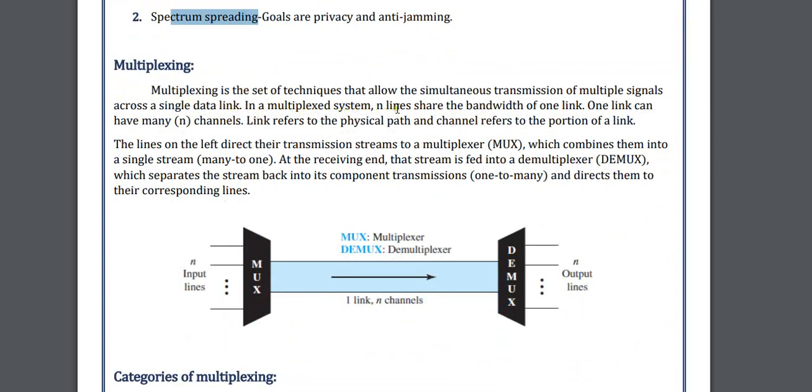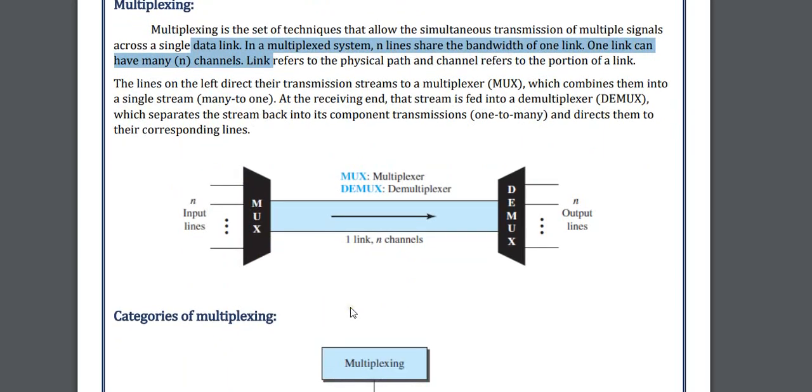Multiplexing is a set of techniques that allows the simultaneous transmission of multiple signals across a single data link. In this section, we have to get the basic idea of multiplexing from this diagram. MUX means multiplexer and DMUX is for the demultiplexer. Here we have n inputs, and we transform them into one single data line with n channels and then send it to the demultiplexer, and then it can have n outputs.